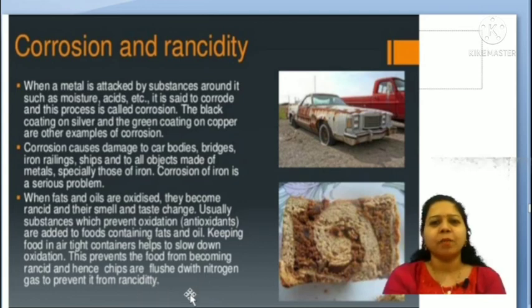For example, in chips, nitrogen gas is added to prevent the oxidation of the chips so that their taste and color cannot change. This is all about corrosion and rancidity. In this part we learned about chemical reactions and their different types with examples. In the next part we'll see what is meant by a chemical equation, how to write a chemical equation and how to balance it, and why we need to balance the chemical reaction.